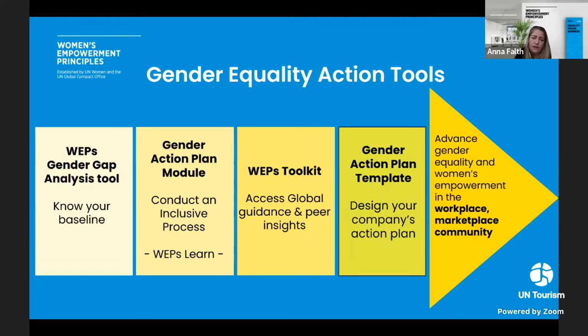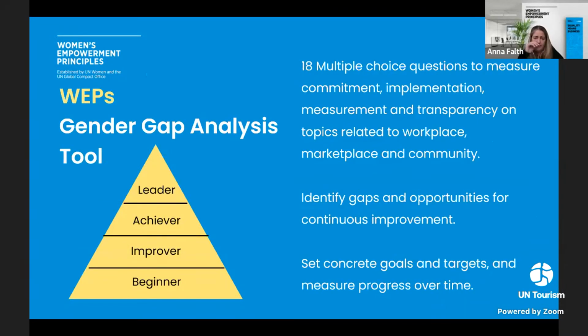We have a toolkit of about 300 plus different tools and resources, examples from other businesses and what they have done to tackle certain issues. We also have templates and other things to help you on the way. One of the templates is to create a gender action plan. So we give you a template already so you can fill it in and get on your way to advance gender equality in the workplace, marketplace, and community.